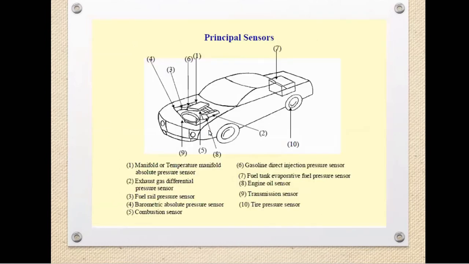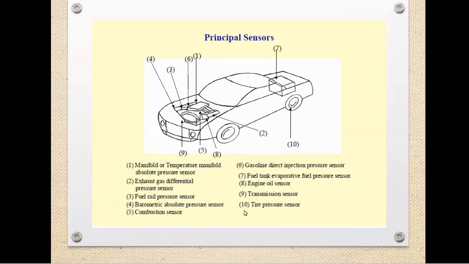So what type of different principal sensors are used in the automotive industry? You can say that there are different types of sensors. Like first one, the manifold absolute pressure we need to measure. Then the exhaust gas differential pressure, fuel rail. This type of different sensors we are using in automobiles most of the times, and they are fabricated with the help of microfabrication techniques.